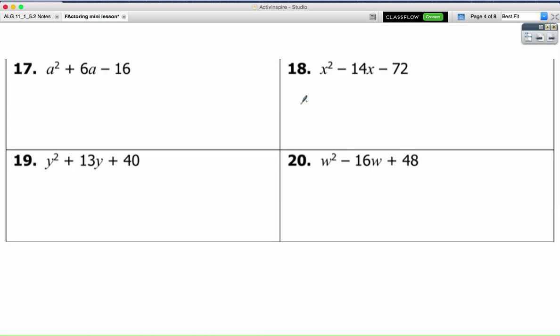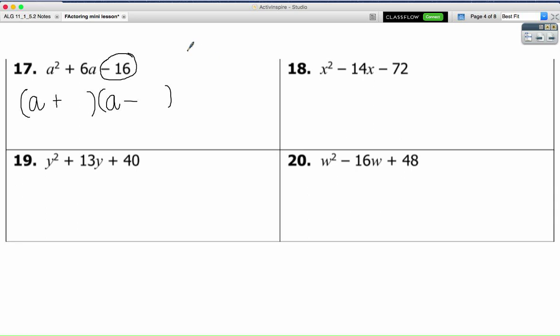So a few more of these examples. For number 17 here, I would set up my two binomials. A squared came from A times A. Since 16 is negative, I know my signs must be different, because to multiply and get a negative product, that must come from opposite signs.